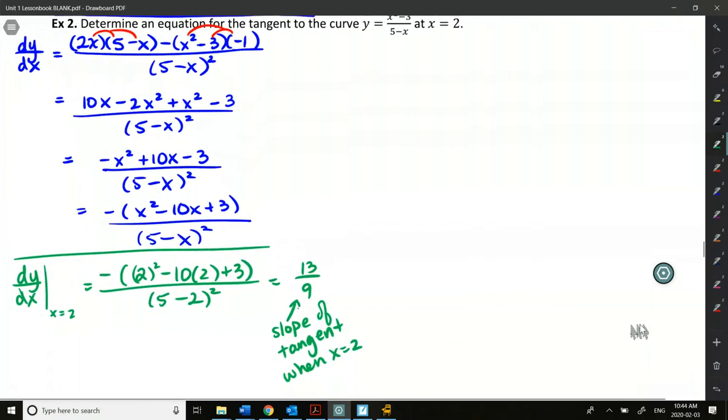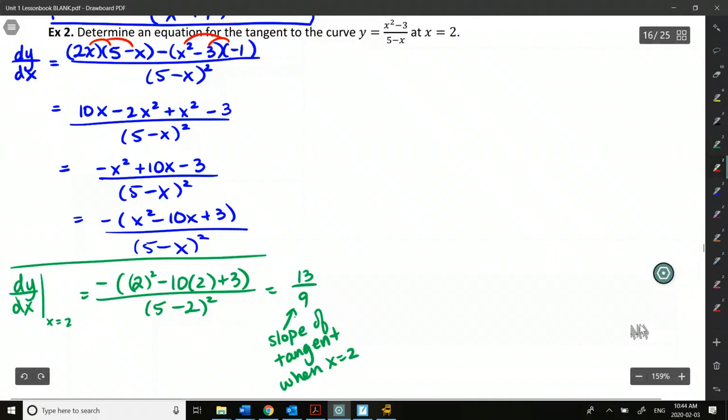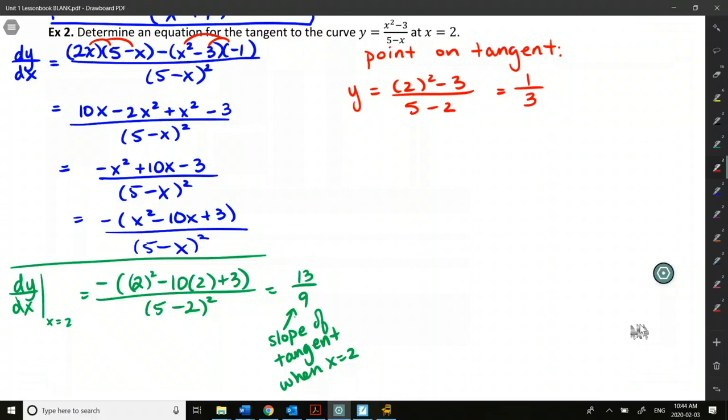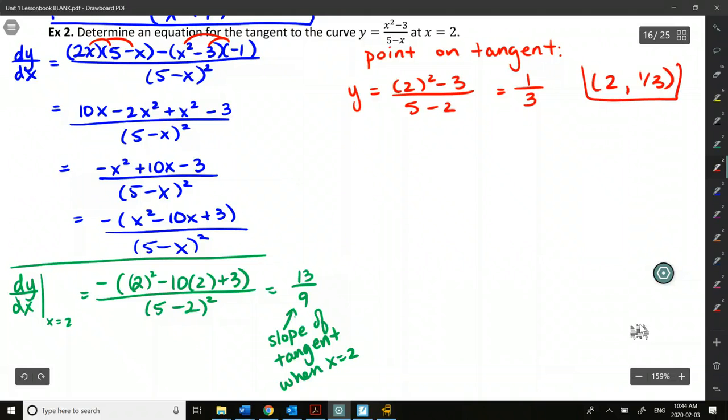And what else do we need for these types of questions, like if we're trying to find the equation of the tangent? We need the y coordinate for where x equals 2. So we need to find a point on the tangent, and we'll find that from the original equation. So we're just going to sub in 2 into the original equation, getting 1 over 3 here. So our point would be (2, 1/3).